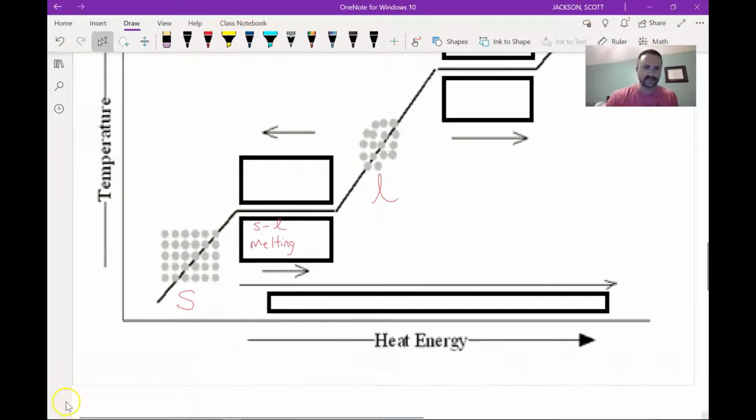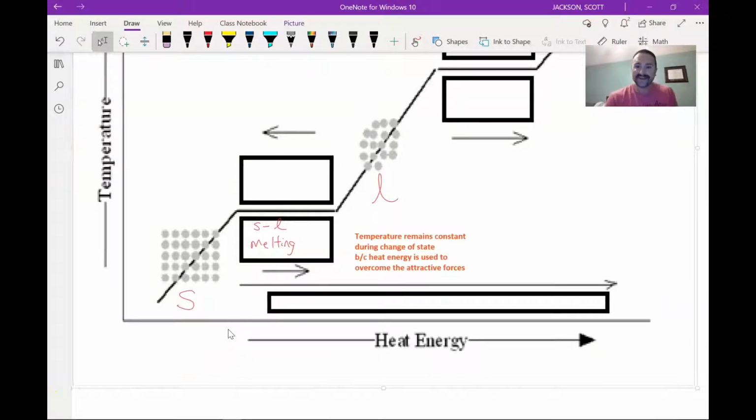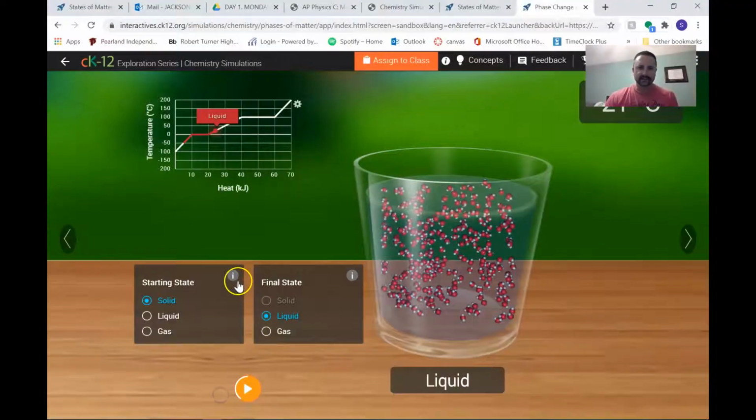I'm going to pause this and type in here, and boom, there it is. Temperature remains constant during a change of state because that heat energy is used to overcome the attractive forces. And you'll be able to see this in the lab. We'll prove to you that this works. Okay? So let's take a look again at why that's the case.